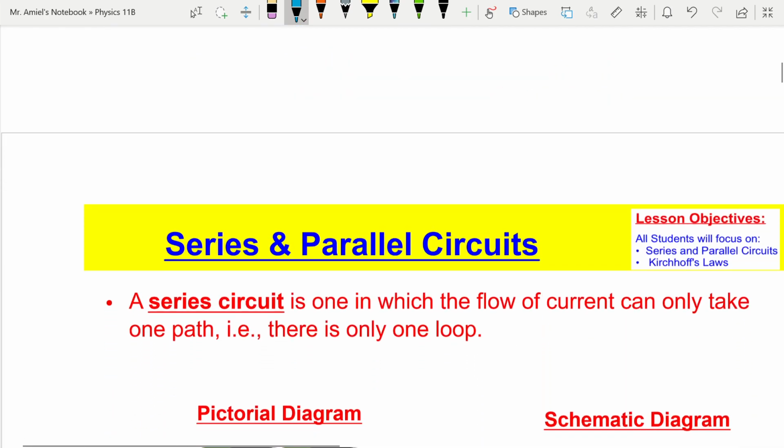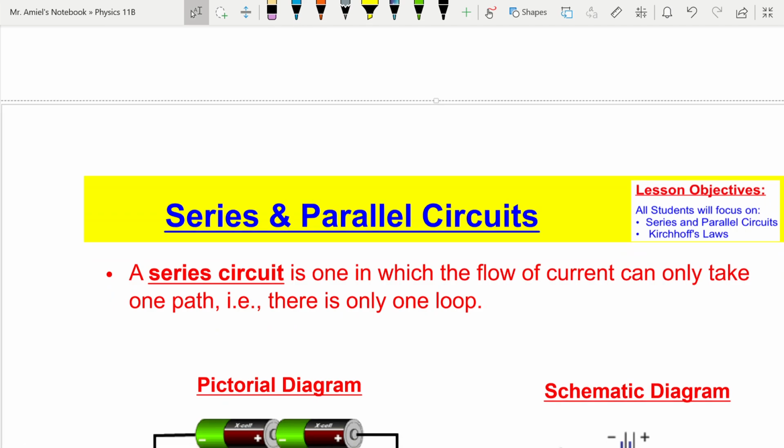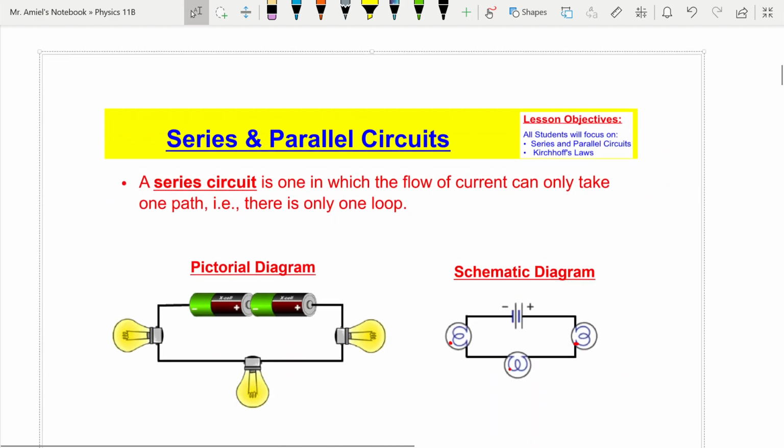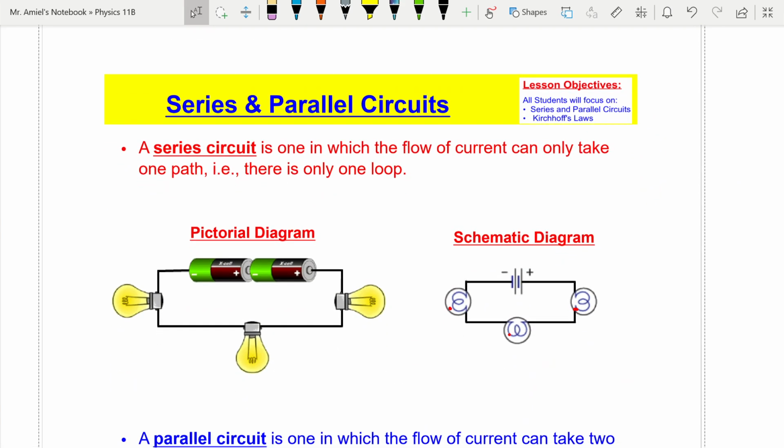Okay, so now let's go down here and we'll talk about our series and parallel circuits. So a series circuit is one in which the flow of current can take only one path. It means there can only be one loop. So again, if we look at our battery here, actually let's highlight this. This is an important definition for us.